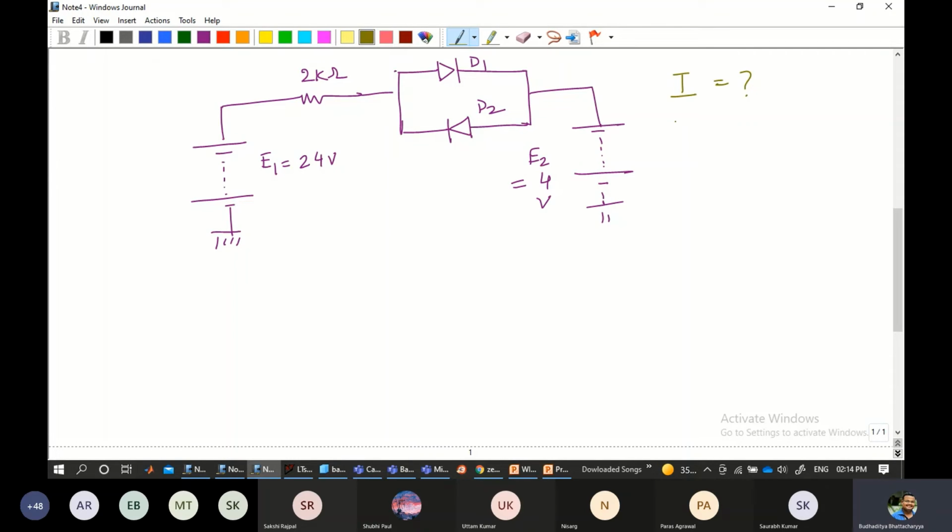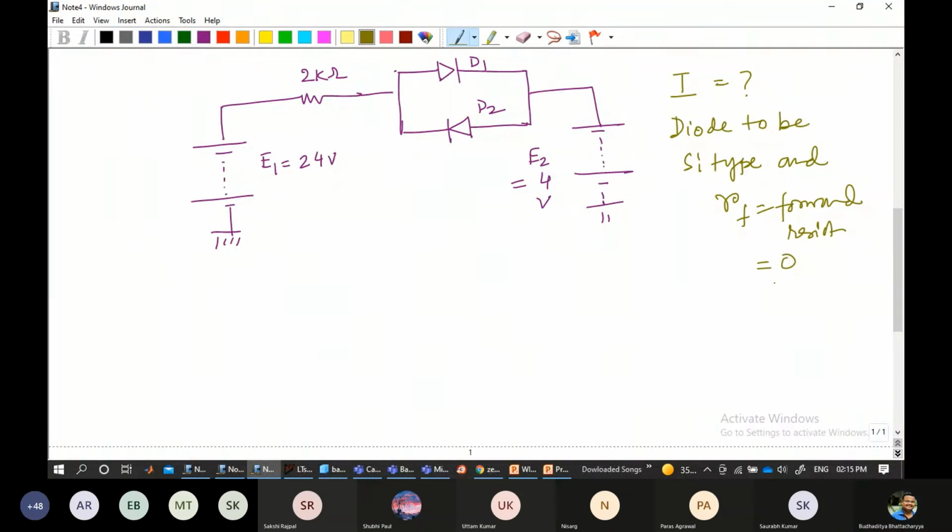Assuming, and this is important, the diodes to be silicon type, and RF, which is the forward resistance, which we just mentioned, is equal to 0. So this is the given question for us. Can anyone quickly do it and tell me what value of I you are getting and how you are getting it?